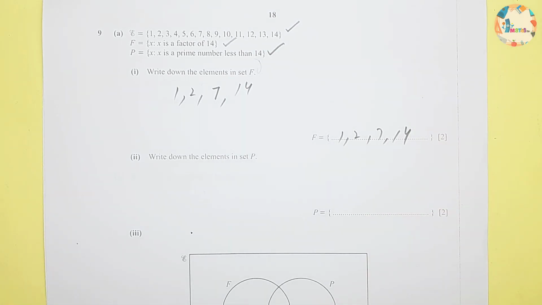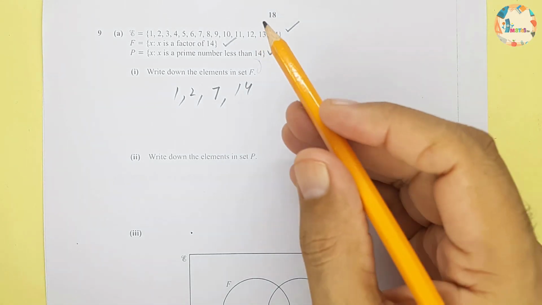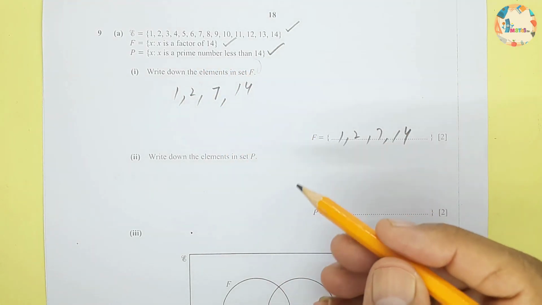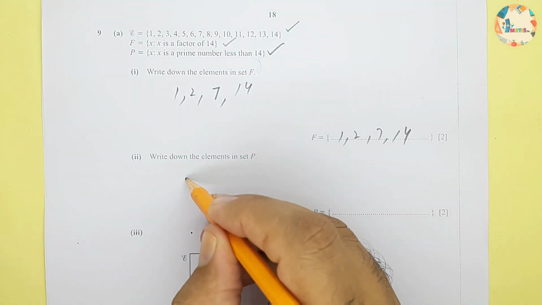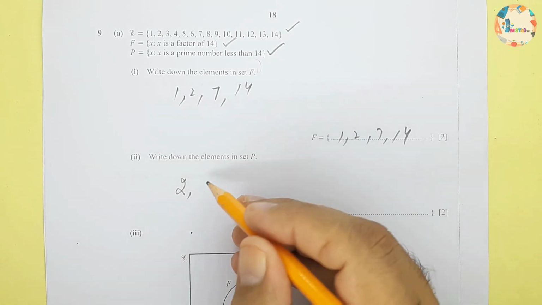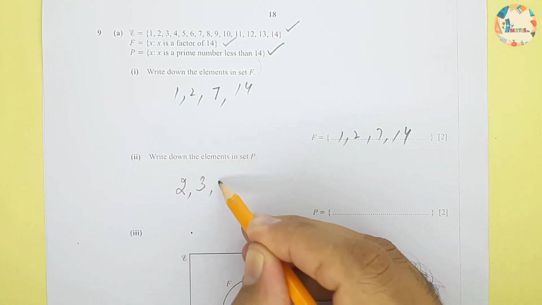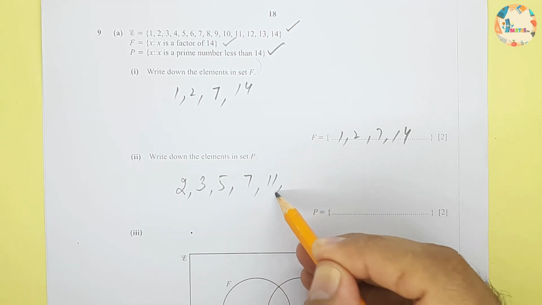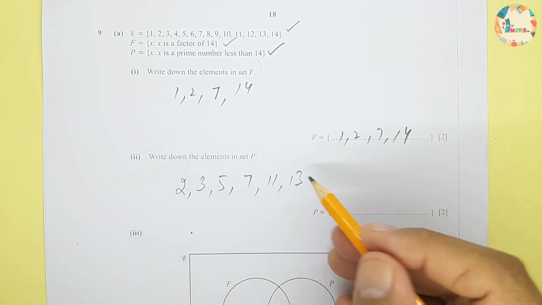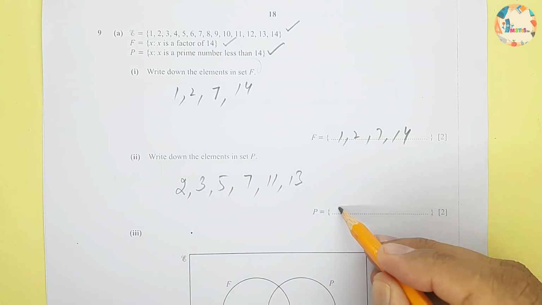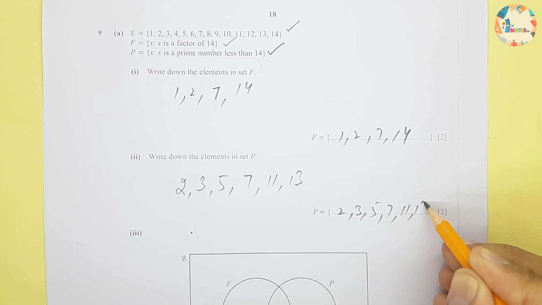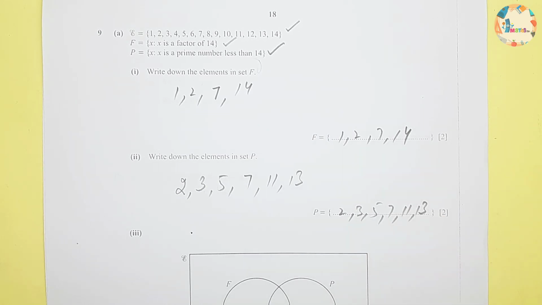Then write down the elements of set P. P should have prime numbers less than 14. Prime numbers are what? 1 is not a prime number, 2 is a prime number, 3 is a prime number, 5, 7, 11 and 13 are the prime numbers less than 14. So our answer will be 2, 3, 5, 7, 11 and 13.